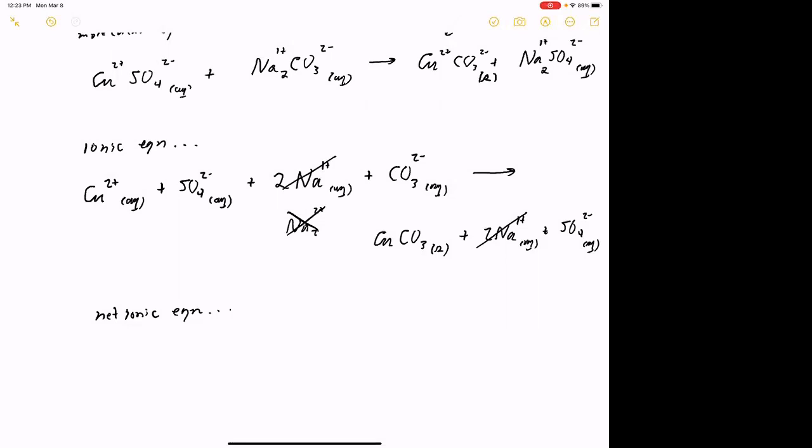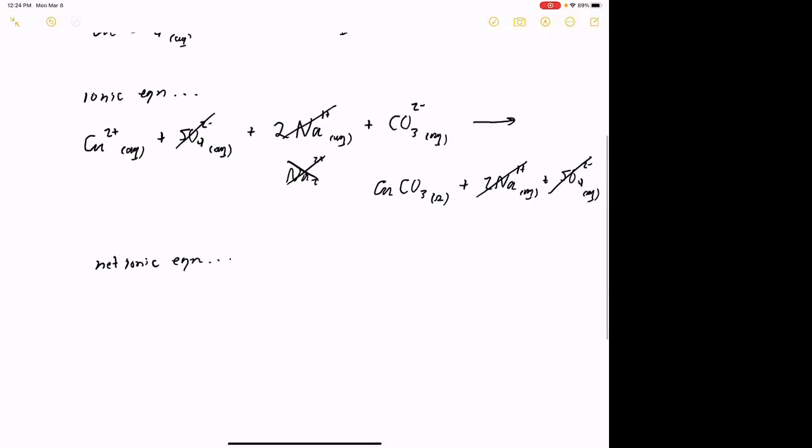Sulfate. Sulfate, very good. So we can get rid of the sulfates. Okay, and now if you look at this, the only things that are left here are the two things that come together to form our precipitate. Okay, so now that's what I write down for my net ionic equation.